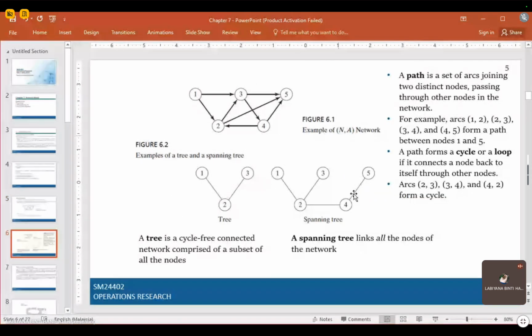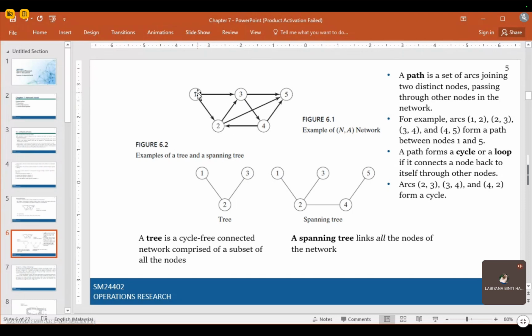Okay, let's look into this one. We have several situations here. From our network, we can get a path, a circle, a tree, and a spanning tree. From this network, we can identify the tree. The tree is a circle-free connected network comprised of a subset of all the nodes.